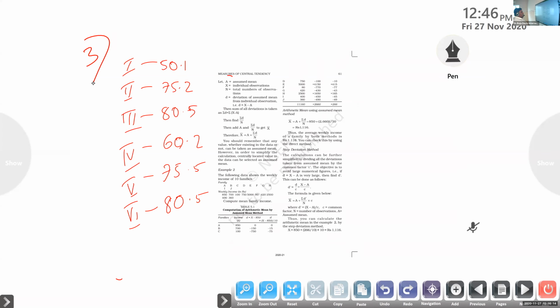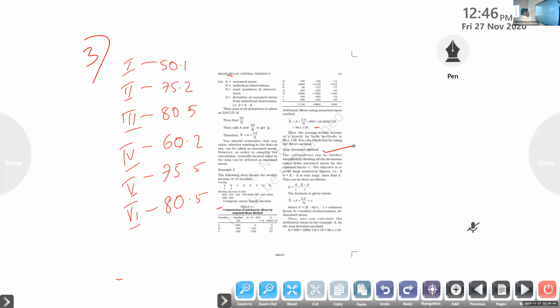With the assumed mean method we found the answer here, and the direct method gives the same answer. So we came to the conclusion that both methods are okay to find the real or correct average. Thus, the average weekly income of the family by both methods is 1,116, and you can check this by using the direct method. We already checked that. The next method is termed the step deviation method.